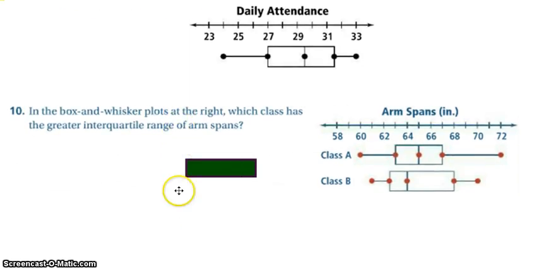And then in 10, we're looking at which has the greater interquartile range. You're looking at which box spans the furthest. Should have been fairly easy. It is class B. That is all I have for you guys on box and whisker plots.